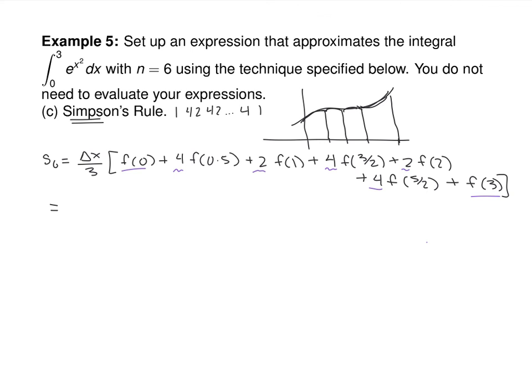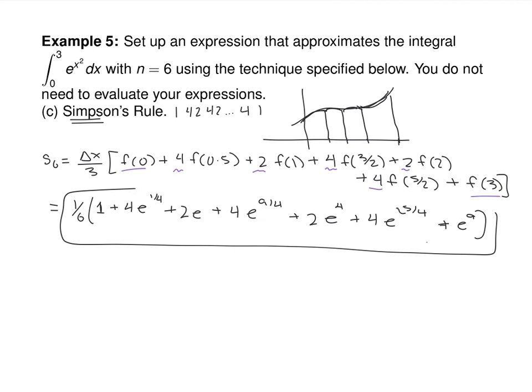All right, so our delta x is still 1/2. 1/2 divided by 3 is 1/6. F of 0 will be 1, plus 4e to the quarter, plus 2e, plus 4e to the 9/4, plus 2e to the 4th, plus 4e to the 25/4, plus e to the 9th. And so there's your estimate for Simpson's Rule. And this is a good method for estimating the area under a curve. It's just that the derivation of it is a little bit tricky.